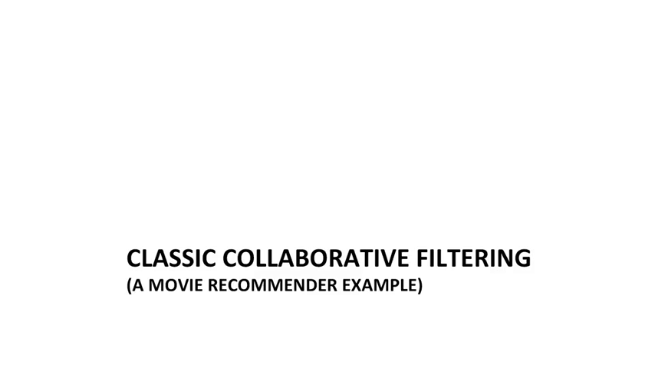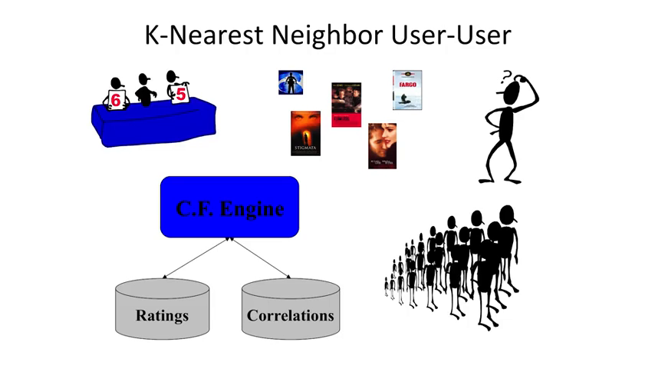So I'd like to spend a little bit of time walking through how some of these algorithms work. We're going to cover them in a lot more detail in subsequent videos in this and the next course, but to give you a taste, I'm going to describe how classic user-based collaborative filtering works using the example of recommending movies. So in this system, we have users and movies, and the users assign ratings to various movies.